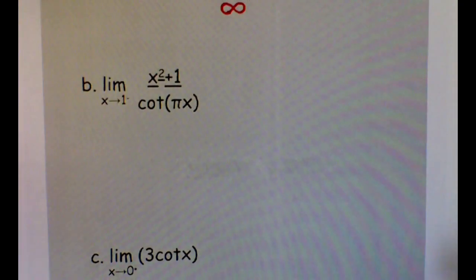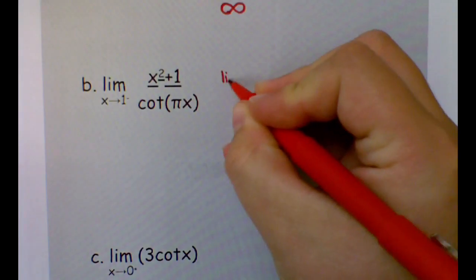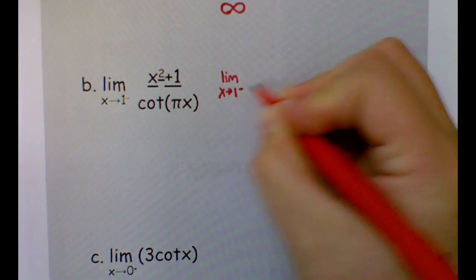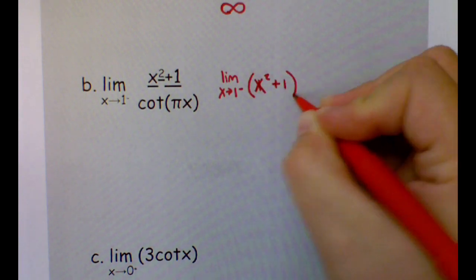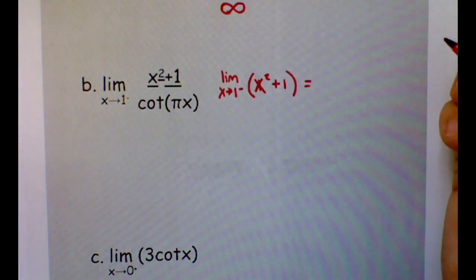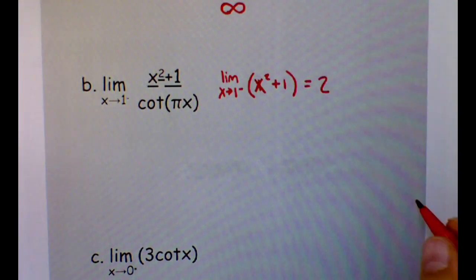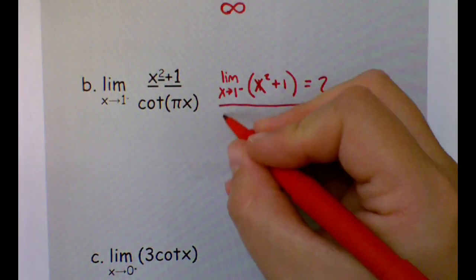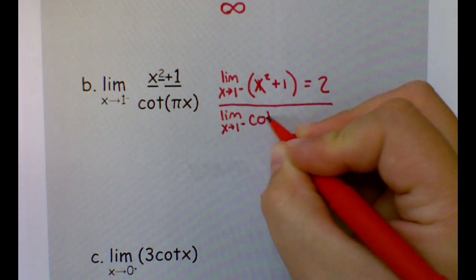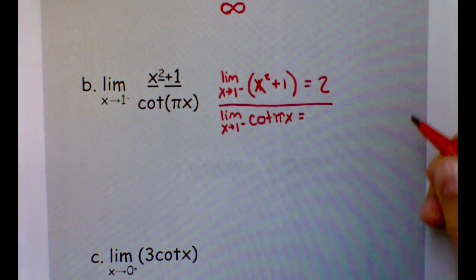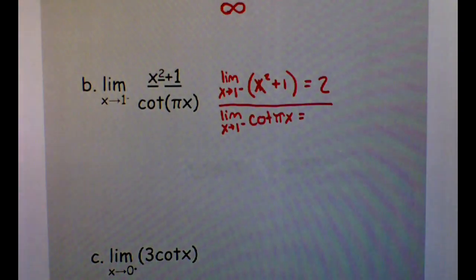The limit as x approaches 1 from the left of x squared plus 1 over cotangent of pi x. Well, the limit of my numerator, x squared plus 1, I can just use direct substitution. I get 1 squared plus 1, which is 2. My denominator, the limit as x approaches 1 from the left of the cotangent of pi x, well, the cotangent of x is actually not something I can use direct substitution for.